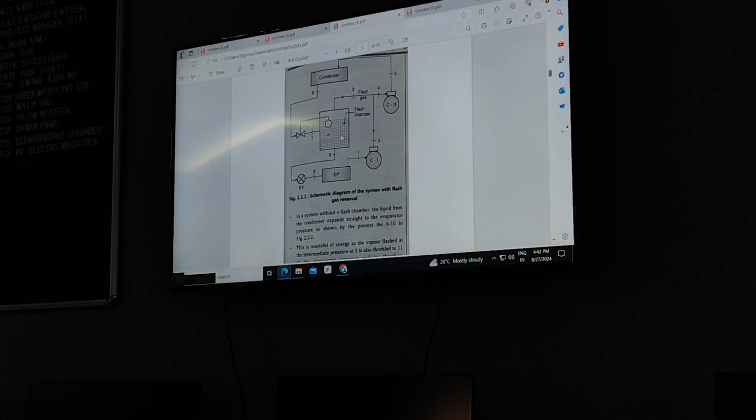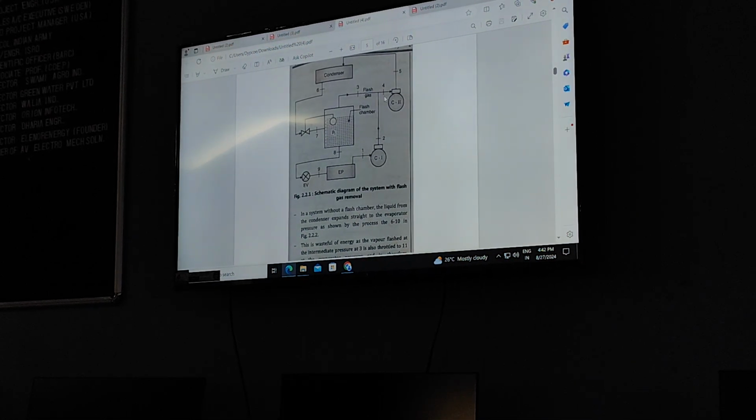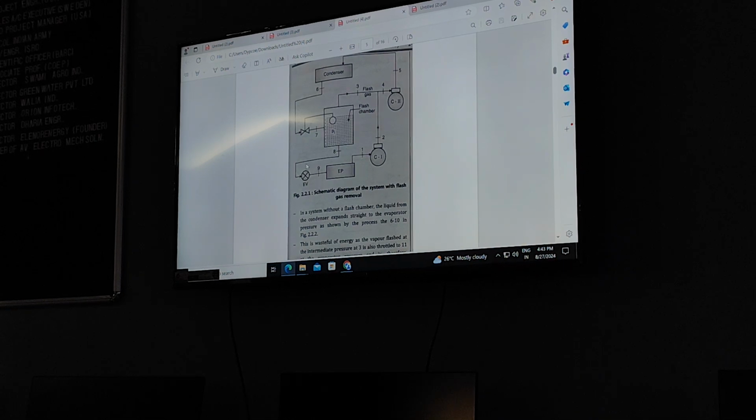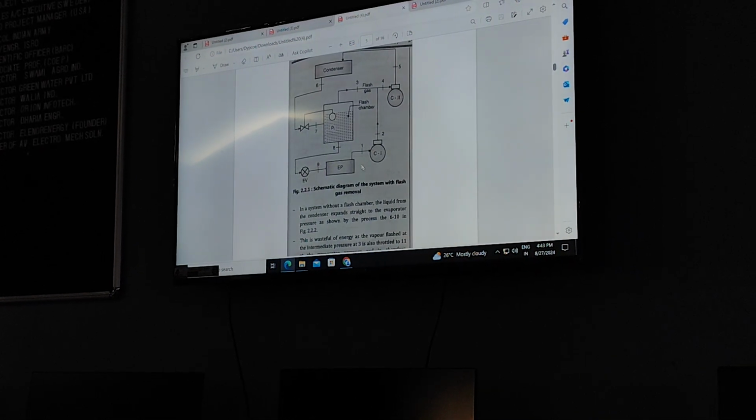From the bottom of the flash chamber we are collecting only liquid, and the vapor we are sending for desuperheating. Then that collected liquid is sent to the second expansion valve and then to the evaporator, where it will absorb the heat, and the cycle repeats.